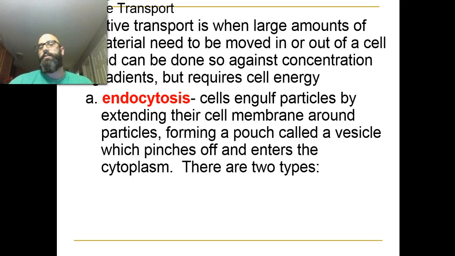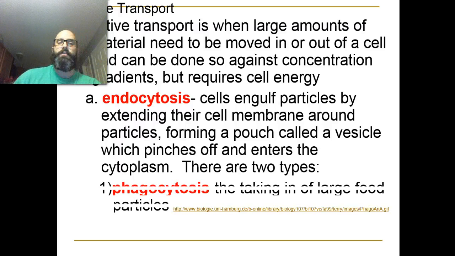You have endocytosis. This is when a cell engulfs particles by extending out parts of its cell membrane, and it wraps around whatever it wants and creates a vesicle, which is a transport organelle within the cell. Once it encompasses itself around what it wants, the two pieces of cell membrane meet and pinch off, and it goes inside.